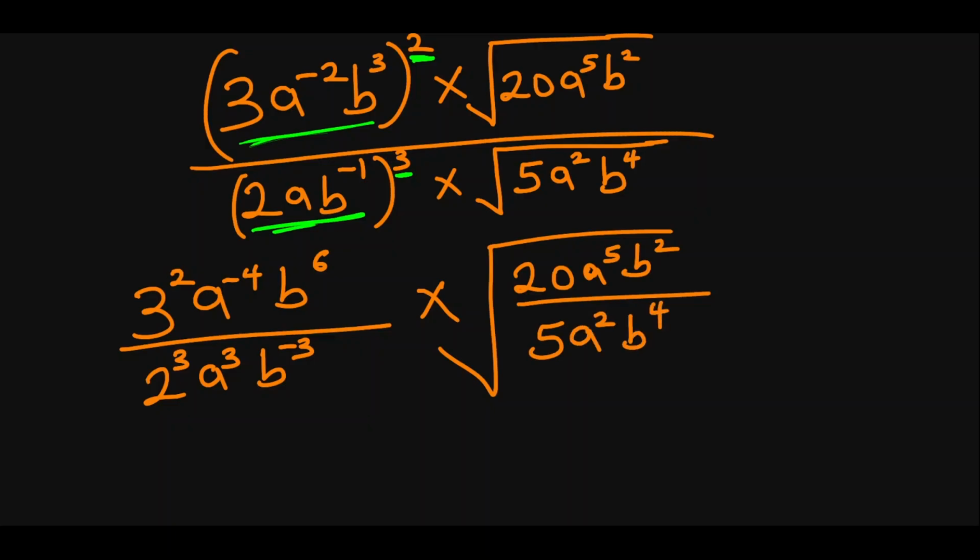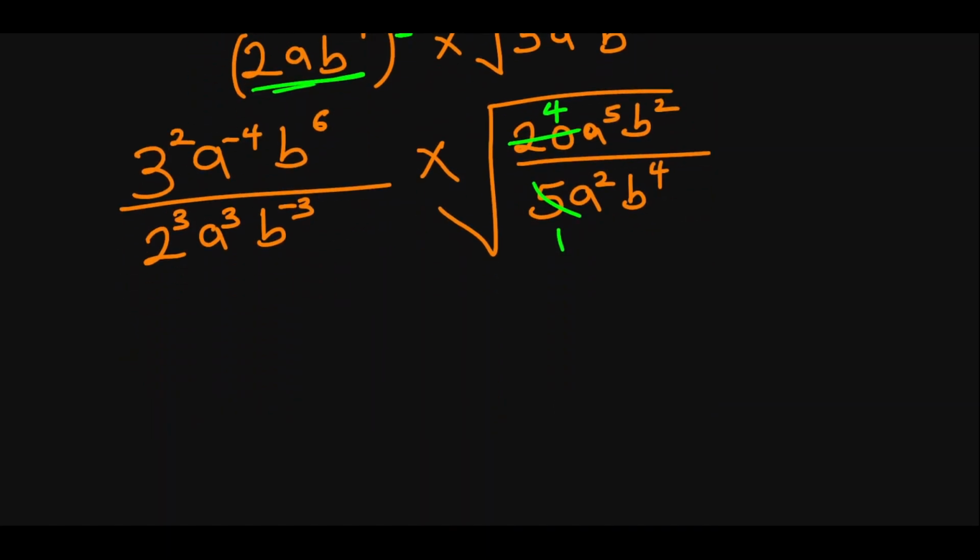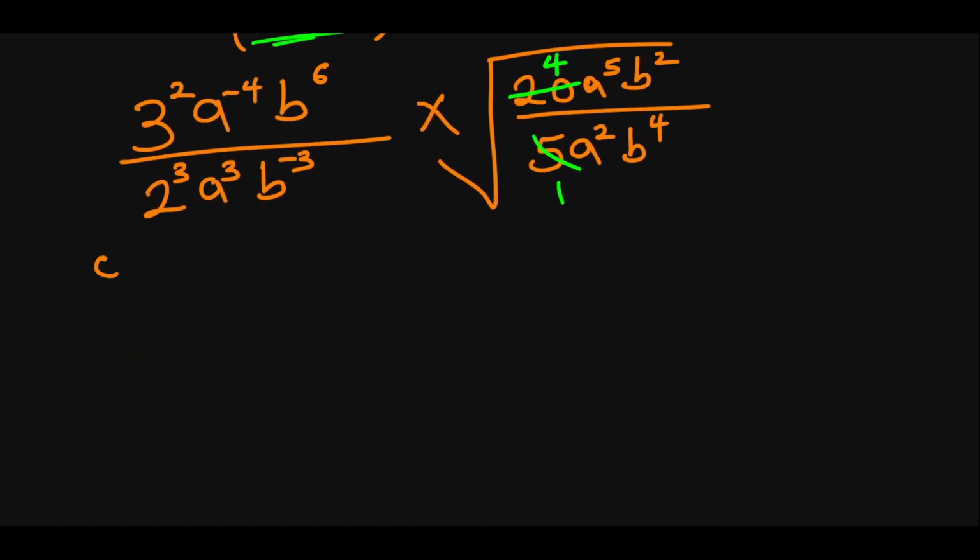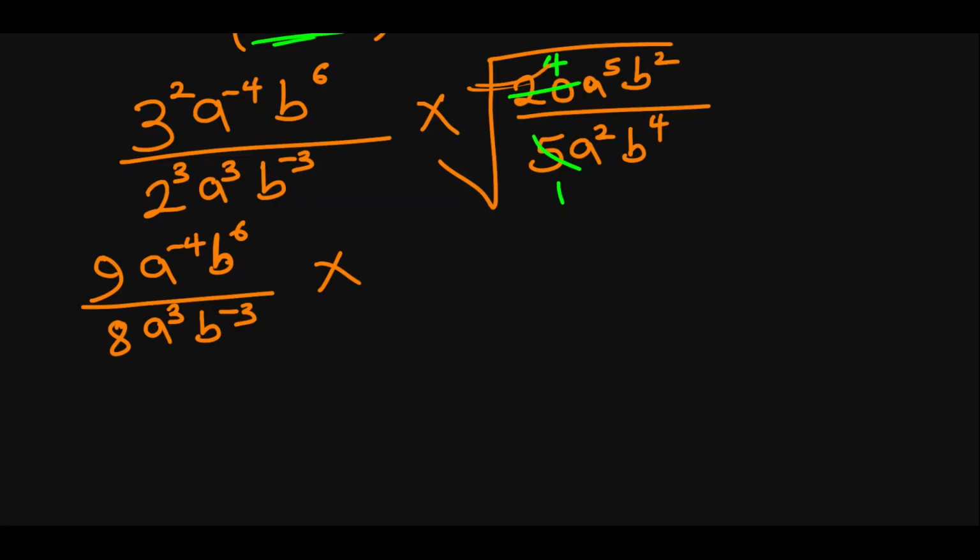Now, let us try to see if we can solve anything more inside the roots. 5 into 5, 1. 5 into 20, 4. Simplifying this further now gives us 3 to the power of 2 is 9, a to the power of minus 4, b to the power of 6, over 2 to the power of 3 is 8, a to the power of 3, b to the power of minus 3, multiplied by, now we have 4 in this root, and we know that root 4 is 2, so we quickly move the 4 out and it becomes 2. So that gives us 2 roots.